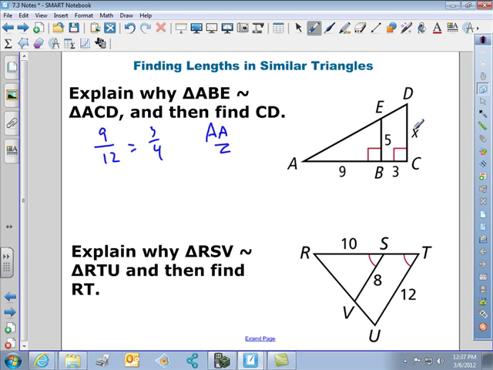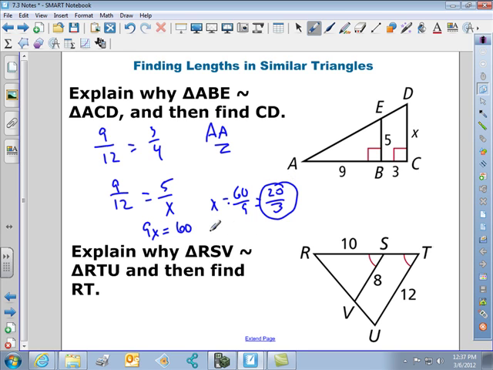So what I can do is write a ratio of 9 is to 12, so I'm going with the smaller triangle to the bigger triangle, as 5 is to x. Now as I cross multiply, I get 9x equals 60, so x would be 60 over 9, which would be 20 over 3, if you simplify that down.